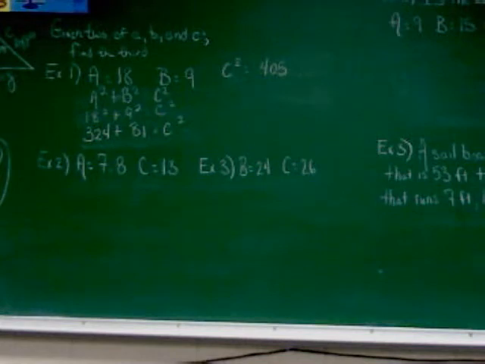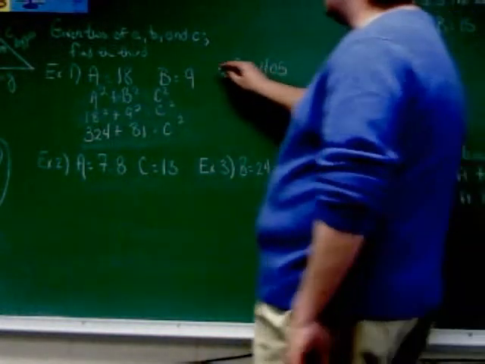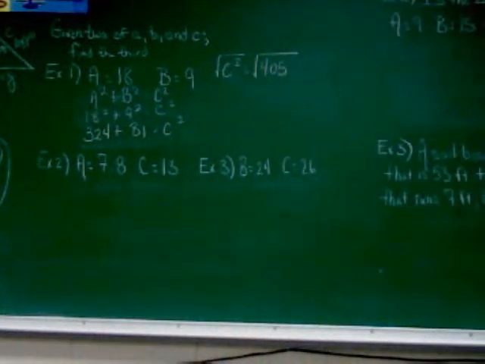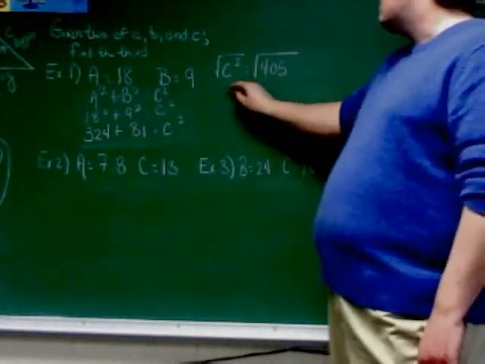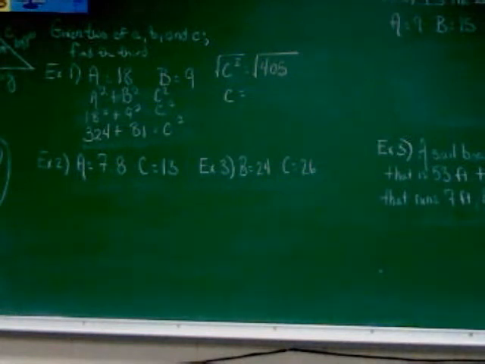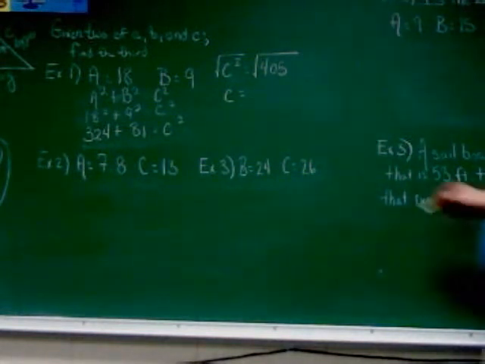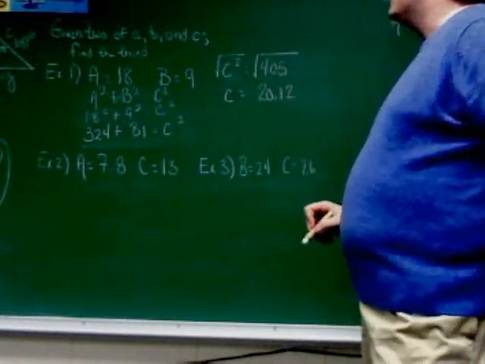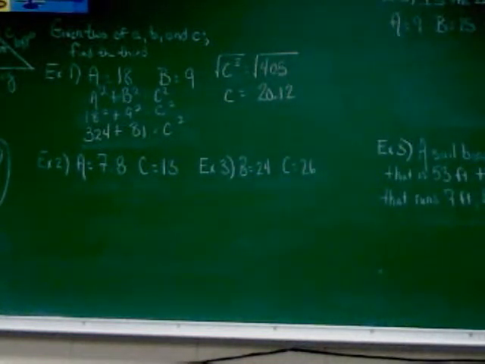It's basically another form of solving an equation. So you're going to take the square root of c squared, and you're going to take the square root of 405. The square root of c squared is just c. The square root of 405 is 20.12. And that's how long c is. So if one side is 18 feet and the other side is 9 feet, the hypotenuse is 20.12 feet.